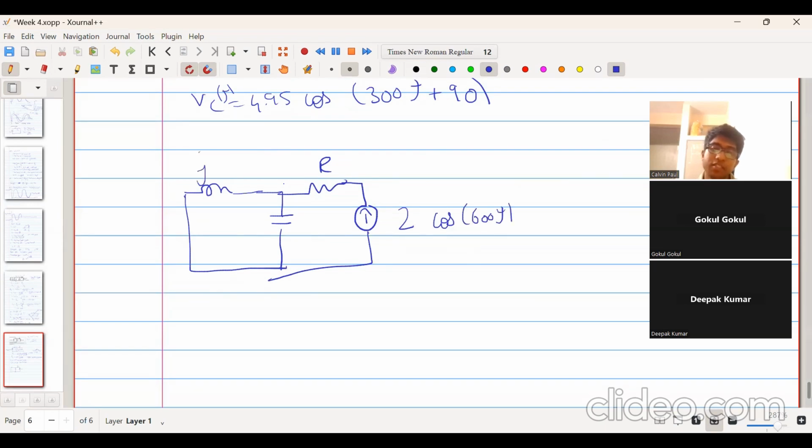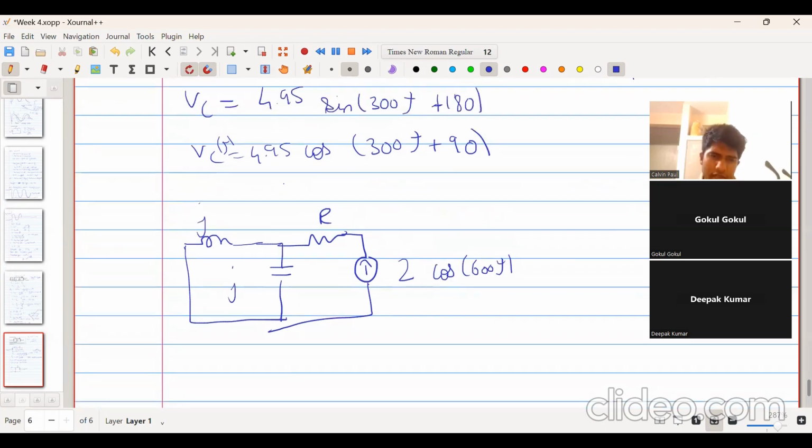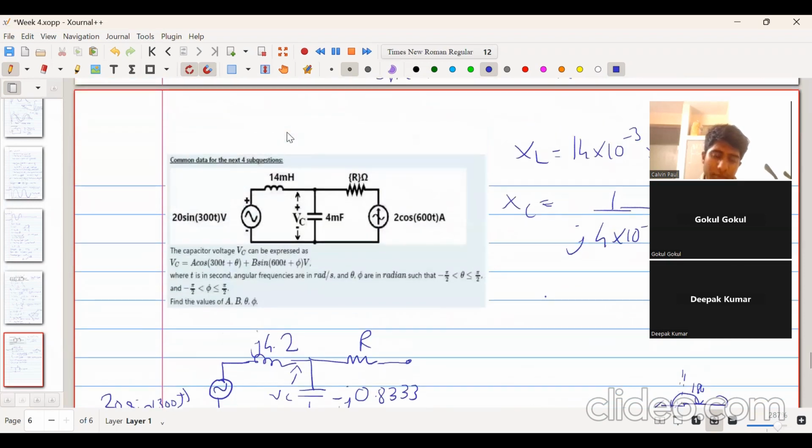So what will be the value of the impedance across the inductor? It was actually here: 14 millihenry. Can you calculate what will be XL? Yeah, j 22.4.